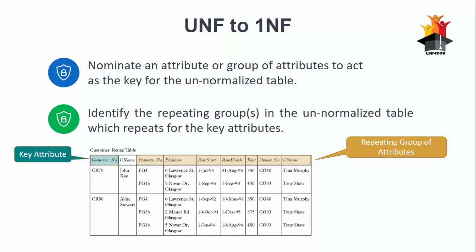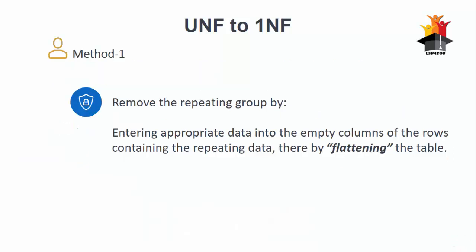In this unnormalized table, customer number is the key attribute, and property number, property address, rent start, rent finish, rent, owner number, and owner name are the repeating groups of attributes. There are different methods to transform a table from UNF to 1NF. We'll see the first method. In the first method, remove the repeating groups by entering appropriate data into the empty columns of the rows containing the repeating data, thereby flattening the table.